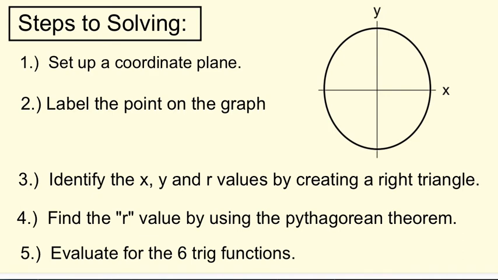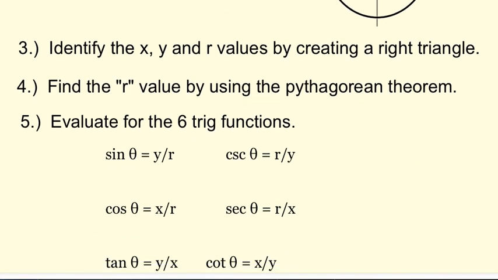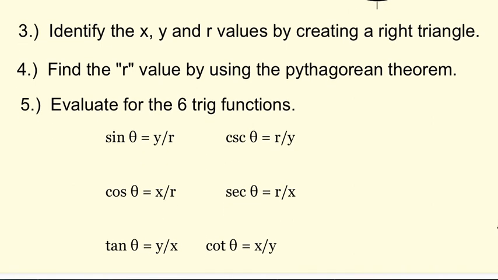So I have some steps written down here for you. You can take the time if you want to write them down. First thing you want to do is set up a coordinate plane and then label the points on the graph. Step 3 is identify the x, y, and r's by creating that right triangle. Find the r value by using the Pythagorean Theorem. Then evaluate the 6 trig functions as we stated on that previous slide. These are your big 3. And these are your inverses.